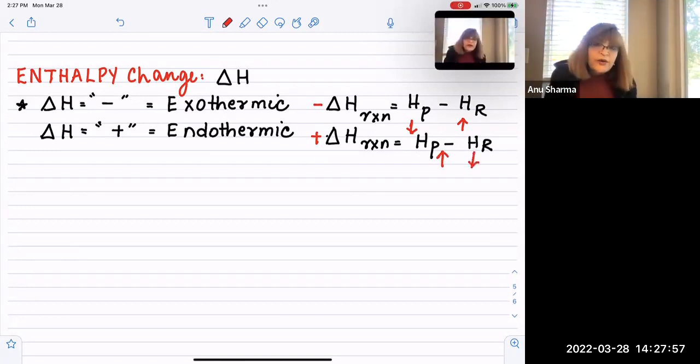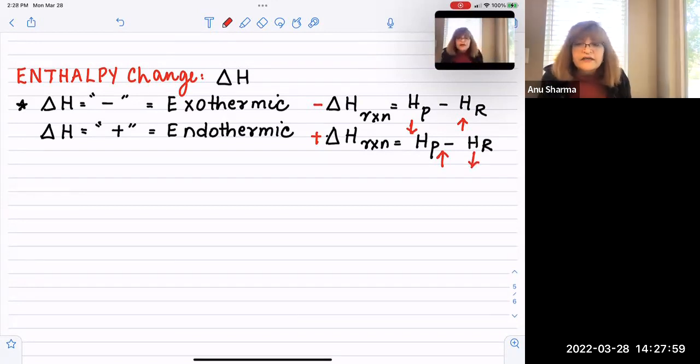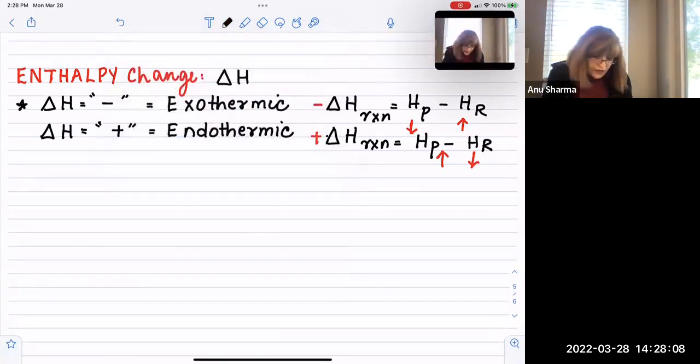This is the reason why you have to give a lot of heat to the reactants so that they can break their bonds and form new bonds. So the products will be in a higher energy profile. Okay, so that's one thing.